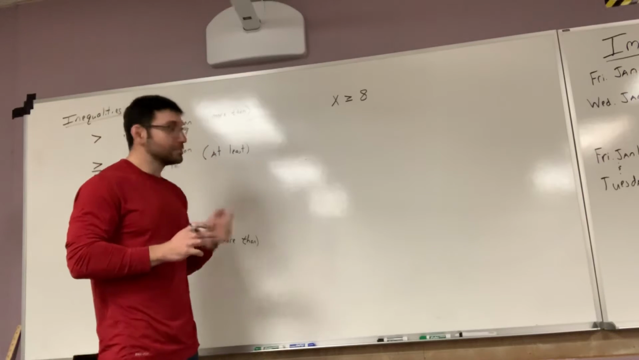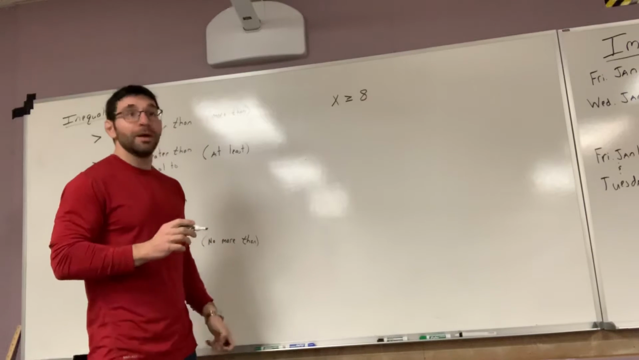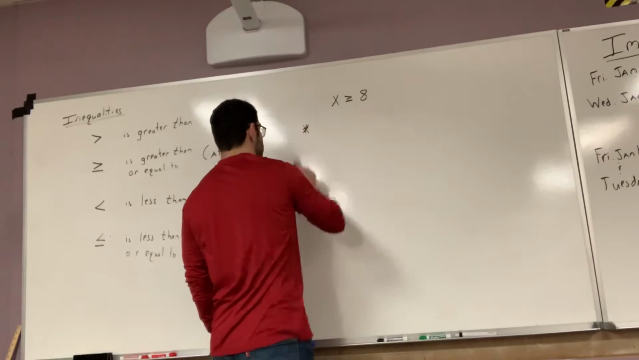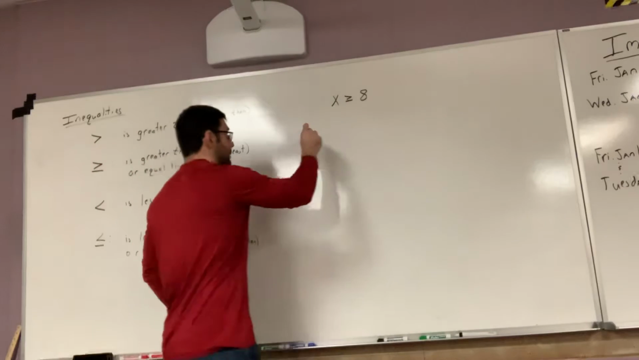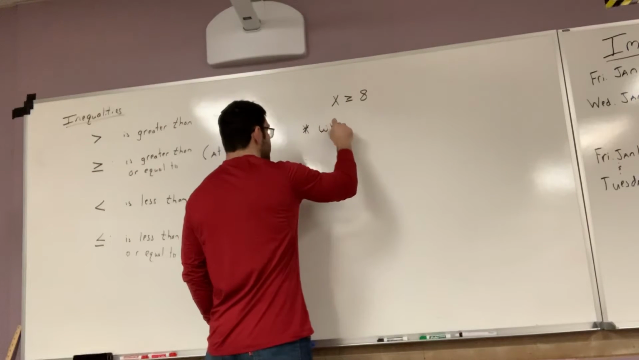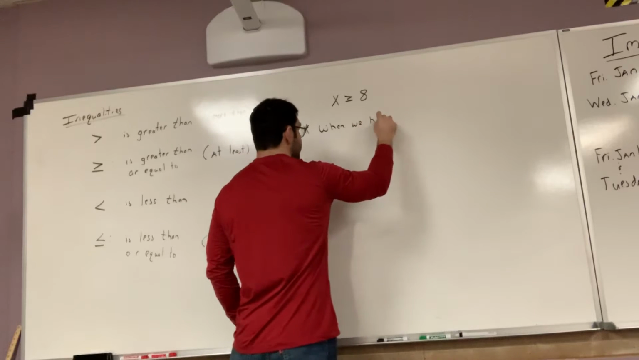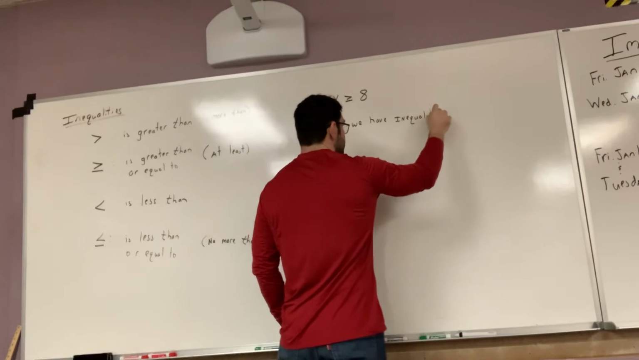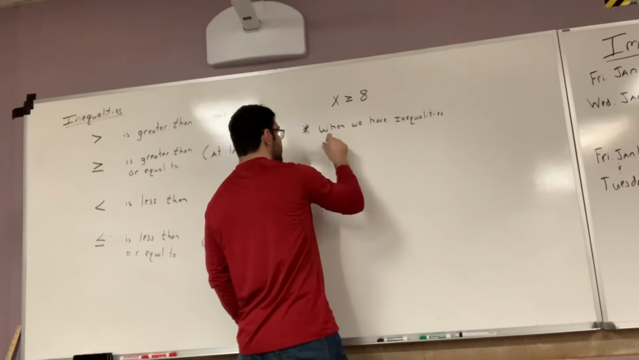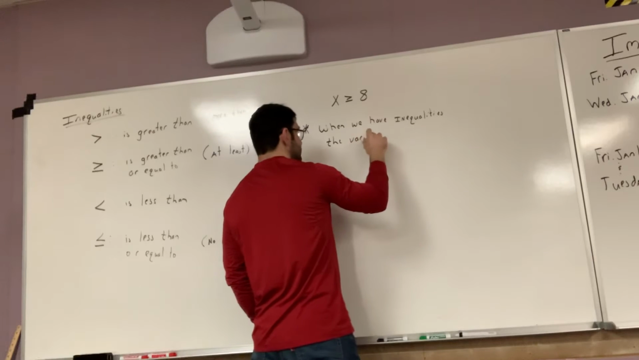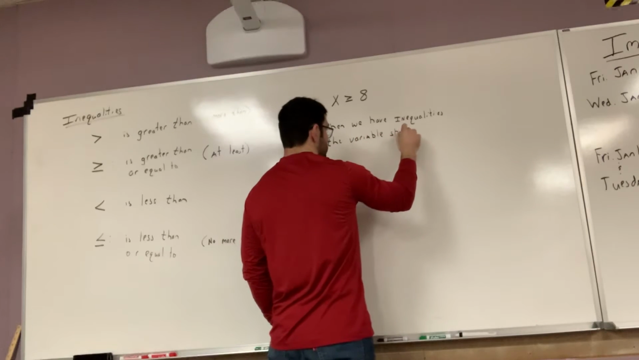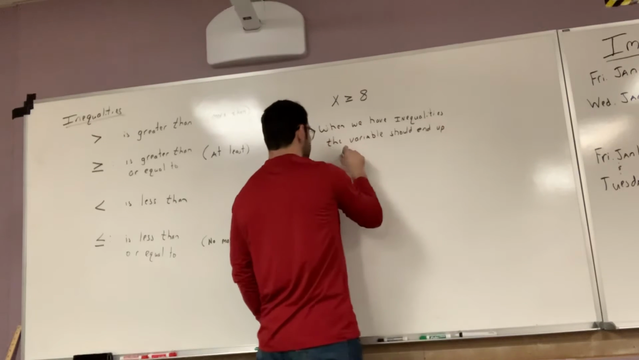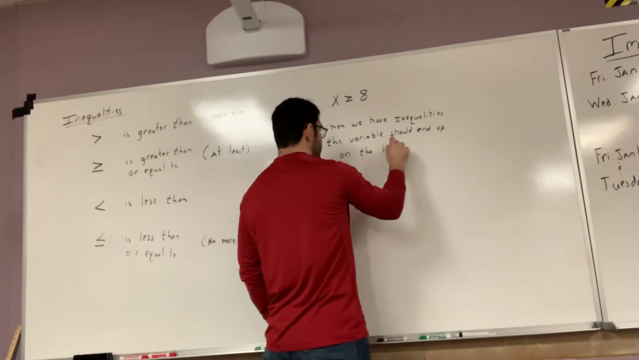Now, I'm not supposed to teach you this yet, but I'd like to. So I am going to put a little star here. When we have inequalities, and you're going to hear me talk about this a lot, when we have inequalities, the variable should end up on the left.